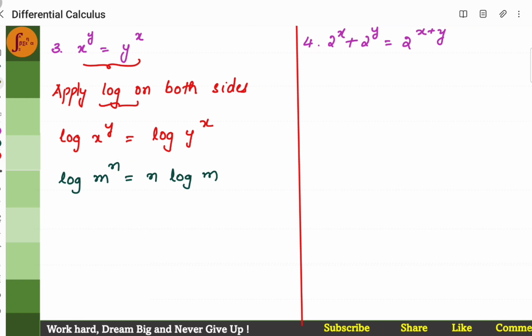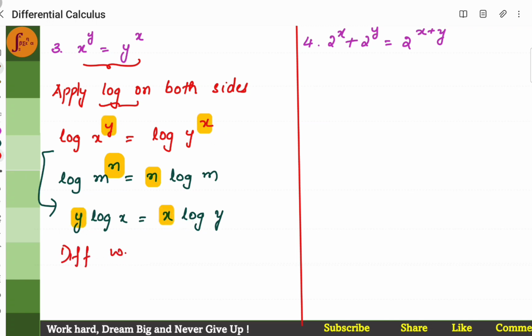So the power that is here can be shifted here, right? So you don't have the power, you eliminate the power. Now, using this property, what will we get? We'll get y log x is equal to x log y. So you notice this power has come here.